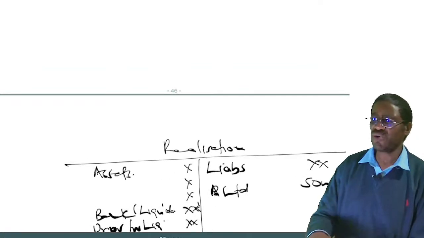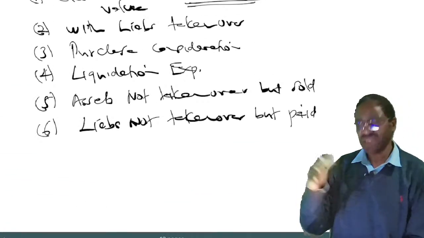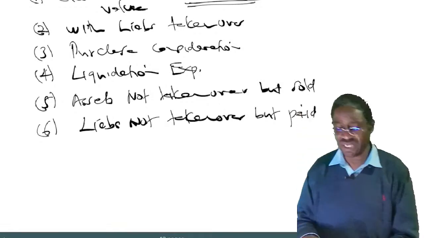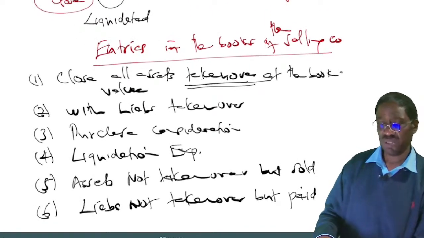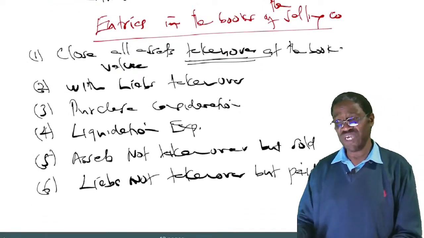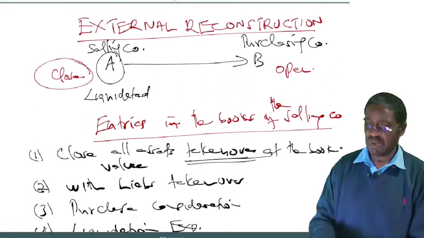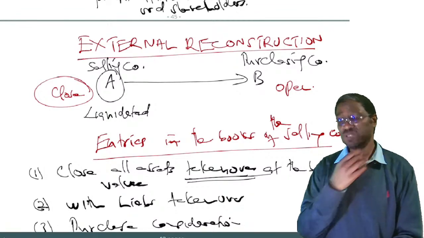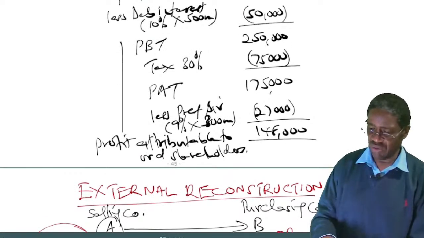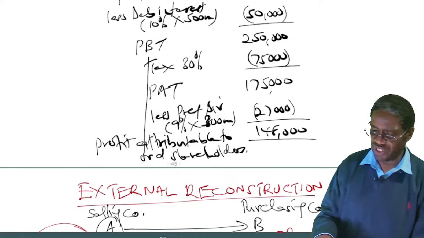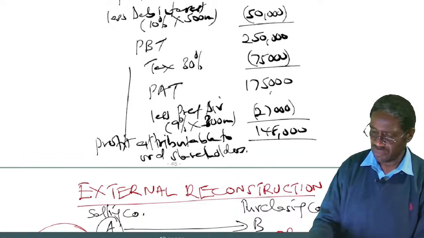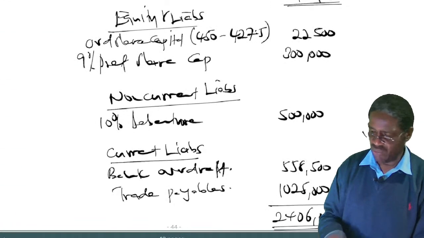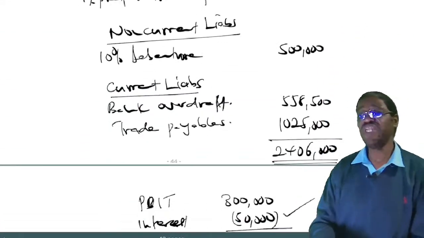Now, before we go to number 7, 8, 9, 10, because there are about 15 entries in the books of the selling company, let's put them down now. Let's put down the accounting entries. So have another subtopic. Remember, we had finished the topic of external, internal. I think we finished even the question we were doing last time. We had even prepared the statement of financial position, meaning we had finished that question.